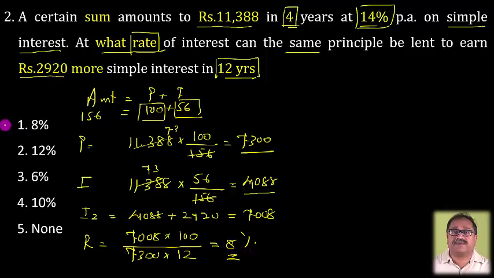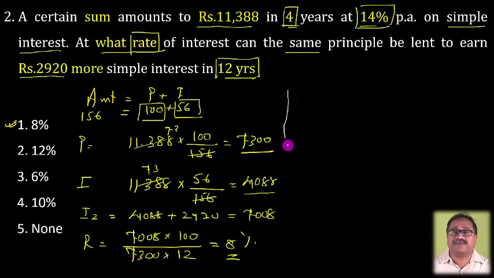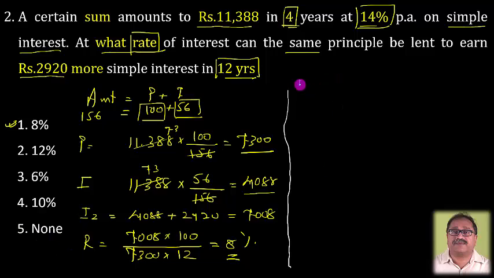Do we have the option? Yes. But you may ask, do we have any alternate method to answer the question? Because I can see a lot of facts are there in order to answer this question. Now see the second method. Method 2. Now here this 11,388 is what percentage of the principal? That depends on time and rate of interest. Time is 4 years and rate of interest is 14% per annum. So 14 into 4 is 56%.